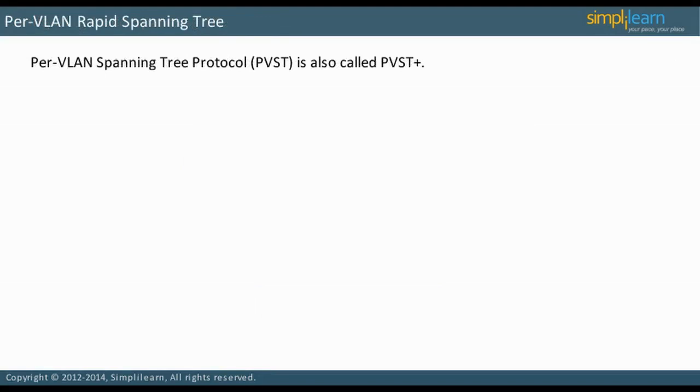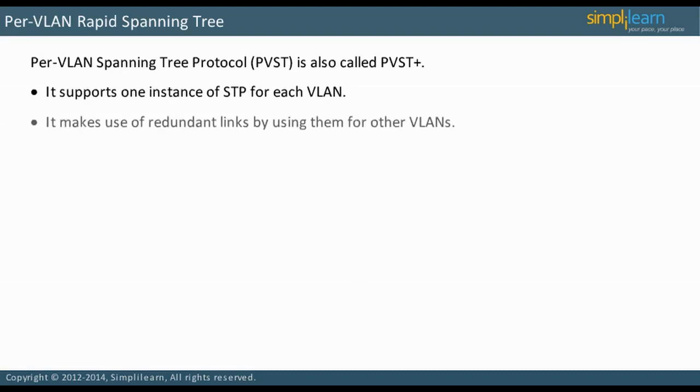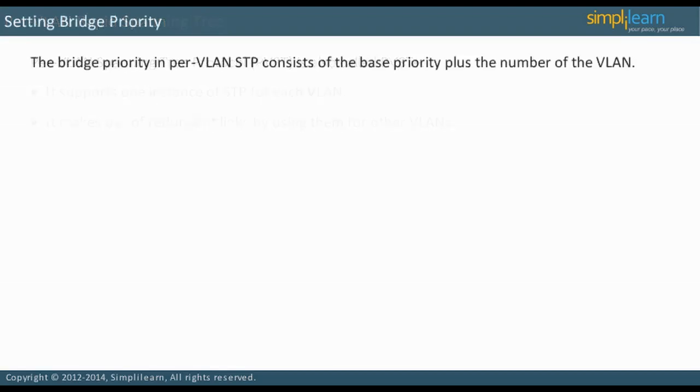Per VLAN Spanning Tree Protocol, PVST, is also called PVST+. This version supports one instance of STP for each VLAN. PVST can make use of redundant links by using them for other VLANs. A link could be blocking in one VLAN but forwarding in another. Note, the remainder of commands in the lesson is PVST commands. In the next slide, let us look into setting bridge priority.